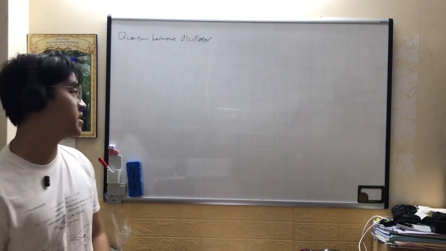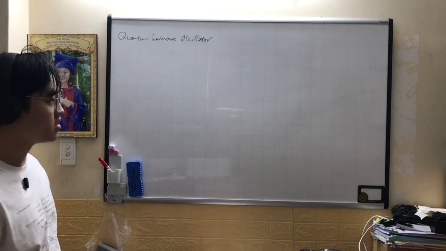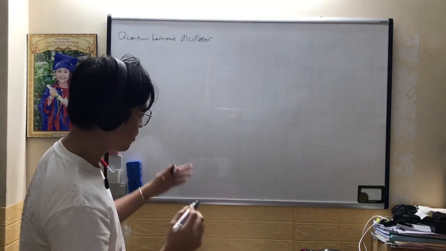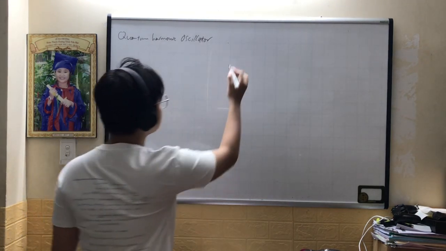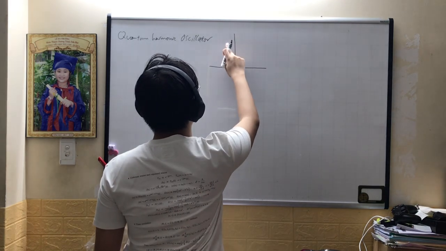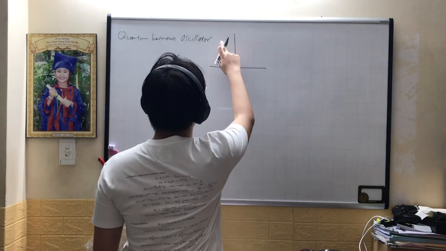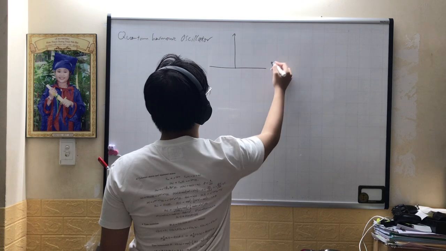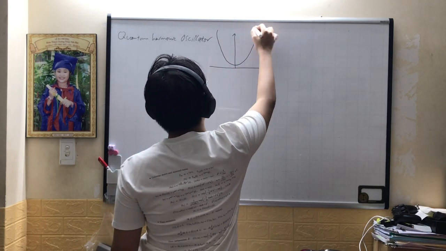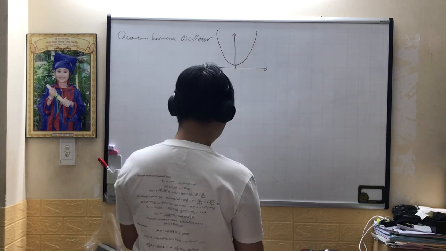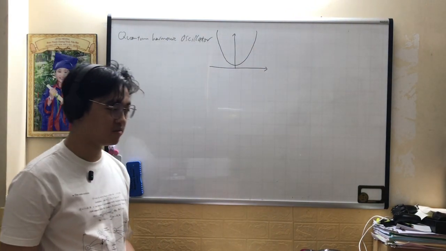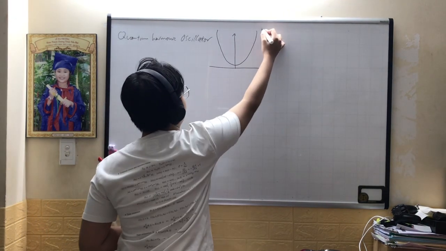Today we're going to be talking about the quantum harmonic oscillator. This is a state where your potential is something like this. Your potential is a parabola, like a harmonic oscillator in classical mechanics. This is your V of x.